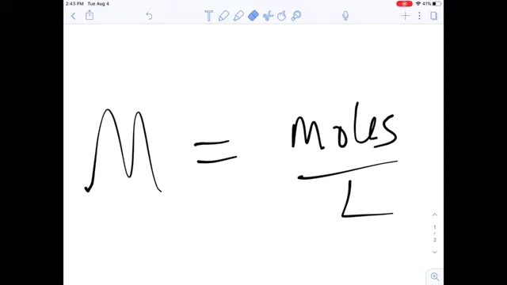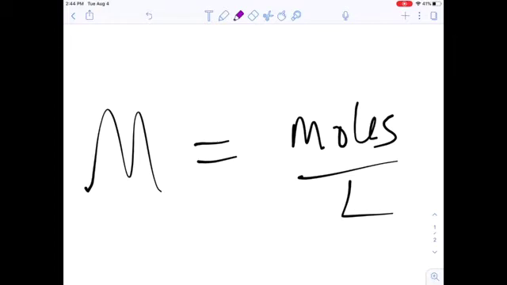So molarity is equal to the moles of the solute per the liter of solution. But most of the time you'll just see it represented this way, where you've got the molarity, and that's going to be equal to the moles per the liter that's there. So what then can we do to change the molarity? Well, we can obviously either change the moles or the liters, or both, I suppose.